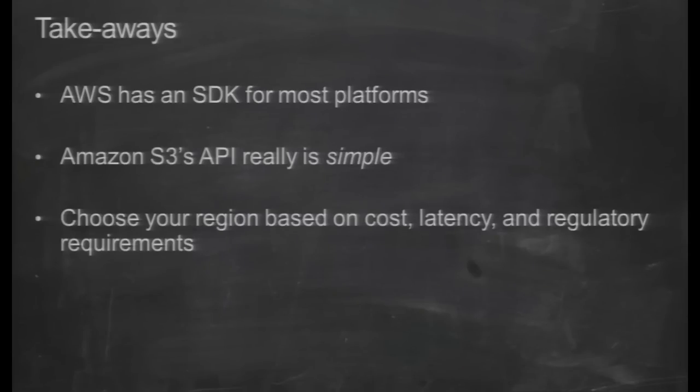Before we go on, so takeaways from what we just did. AWS has SDKs for every platform, or at least a majority of the big platforms. And the S3 API is really simple. It is put object, get object, list object, essentially. You can delete object, delete bucket, create bucket, etc. And when you create your bucket, choose your region based on three things: latency, regulatory issues, and cost.